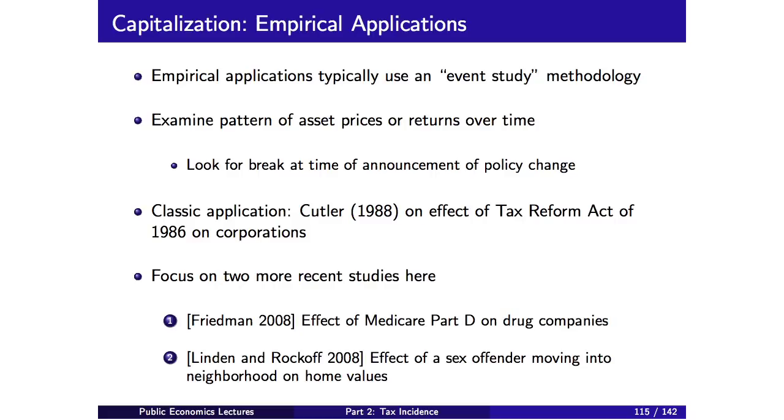The empirics themselves, we have much better data today, much better methods. So I'm going to focus on two more recent studies that I think are more state-of-the-art in terms of illustrating how you do this type of analysis. One is a paper by John Friedman, who's here at the Harvard Kennedy School, on the effect of Medicare Part D on drug companies. And the second is a paper by Linden and Rockoff in the AER on the effect of a sex offender moving into a neighborhood on home values, just to illustrate the breadth of things one can look at with this approach.